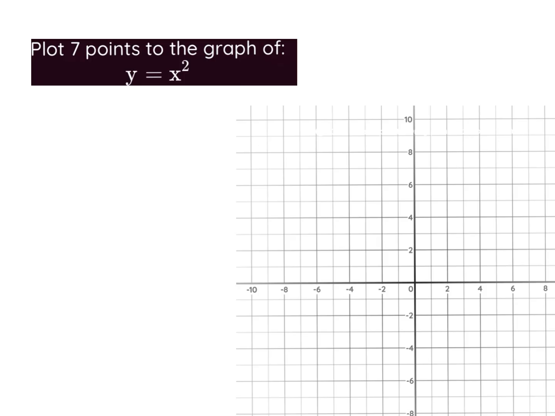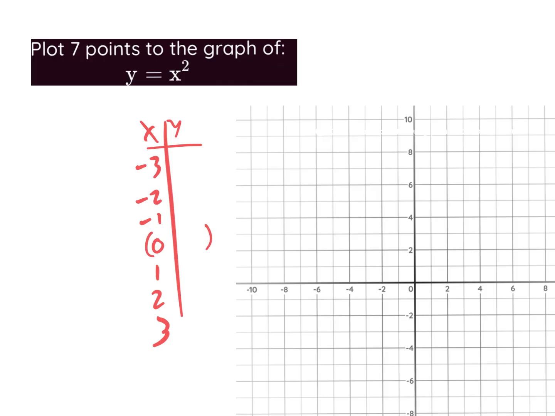But anyway, we're going to start right here with the parent graph, y equals x squared. And we should know that you could graph any equation with an xy table. And if you think about the x's, those are your inputs. So whatever numbers you put right here, you're going to plug into your x's. And obviously the easiest number to plug in would be 0. Plugging in 0, 0 squared is 0.